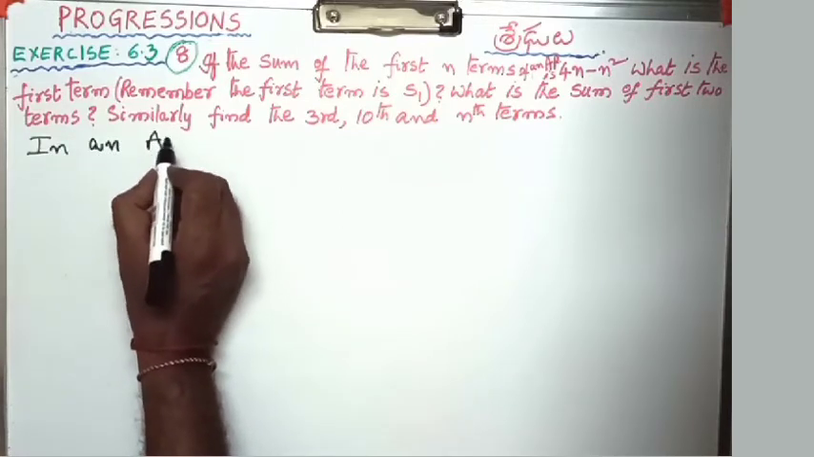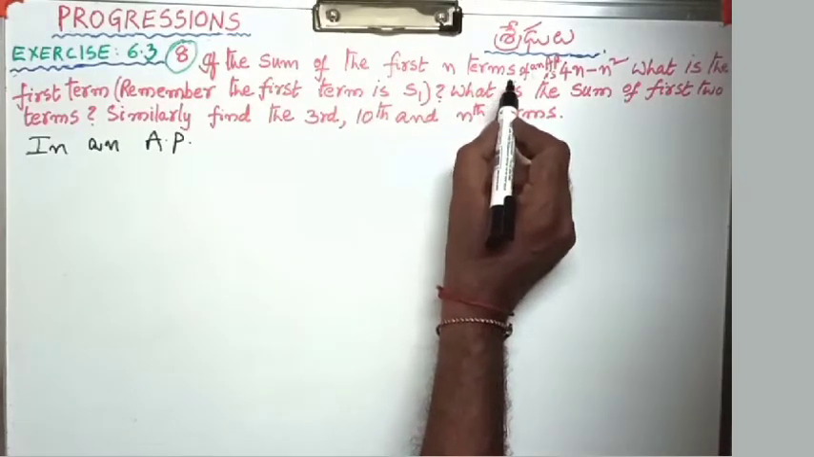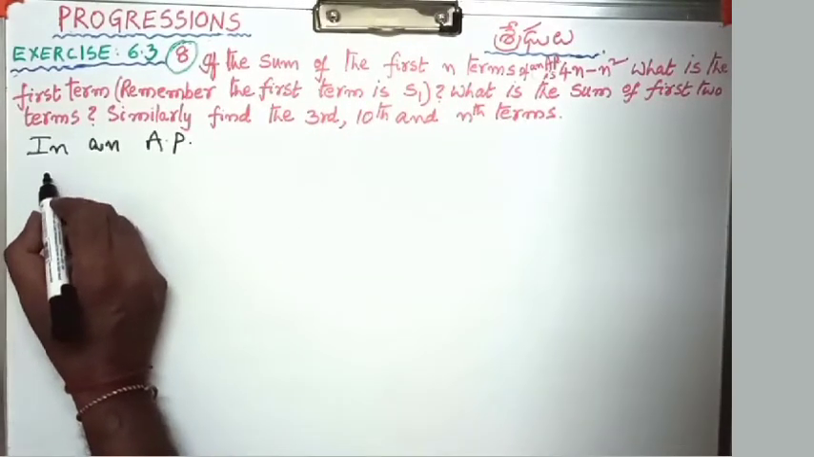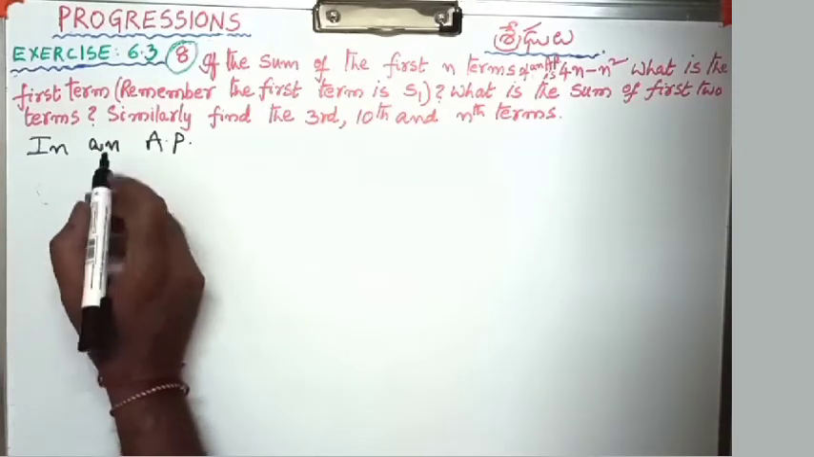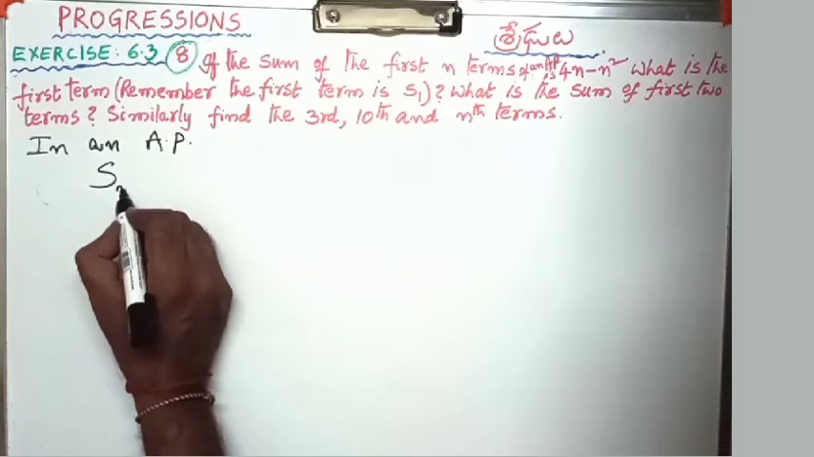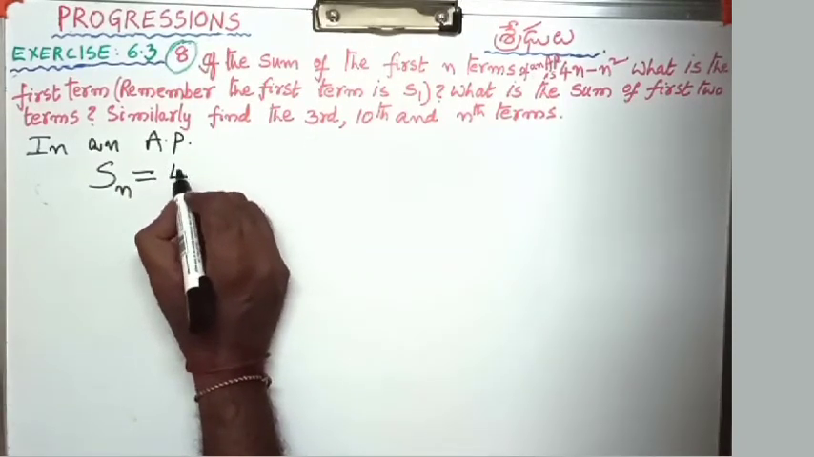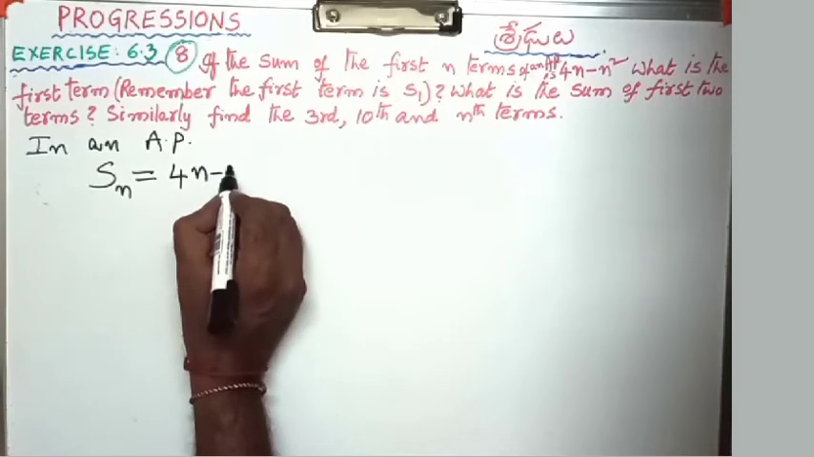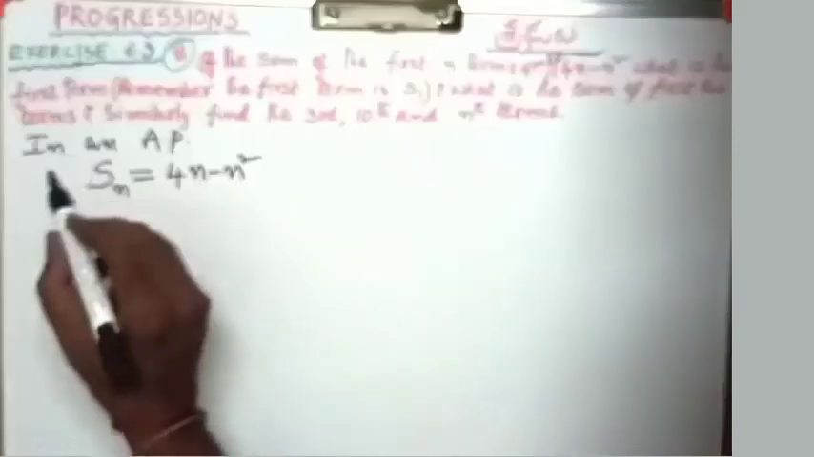First, write down: in an AP, what is given? Sum of the first n terms, it is denoted by Sn. Now Sn is equal to 4n minus n square. This is given. So what is the first term?